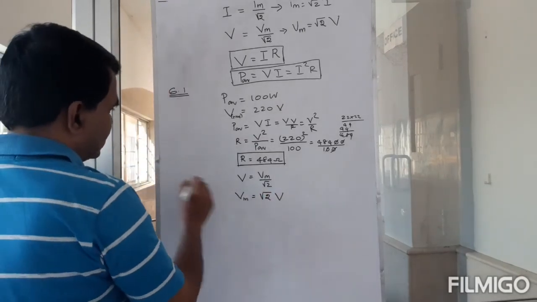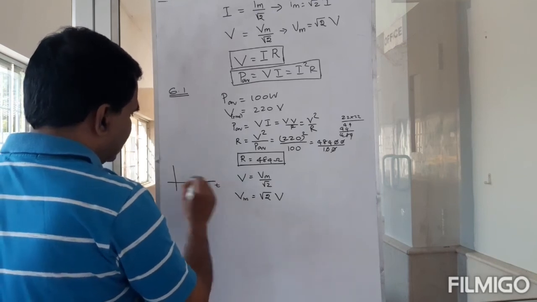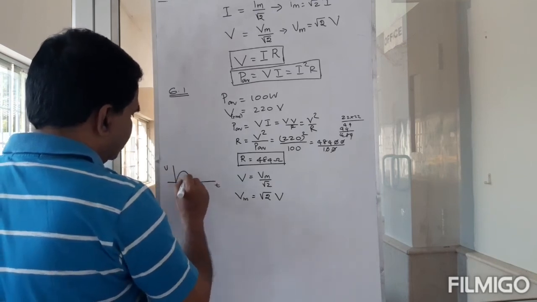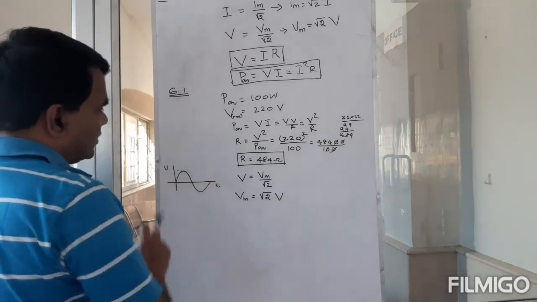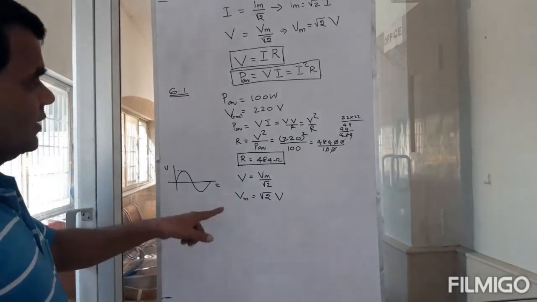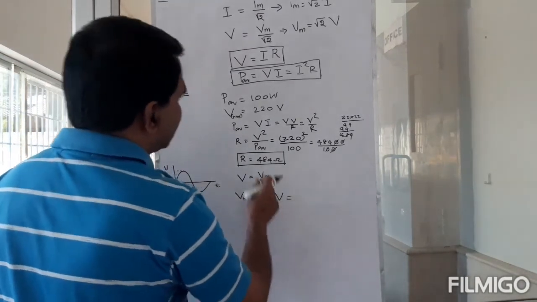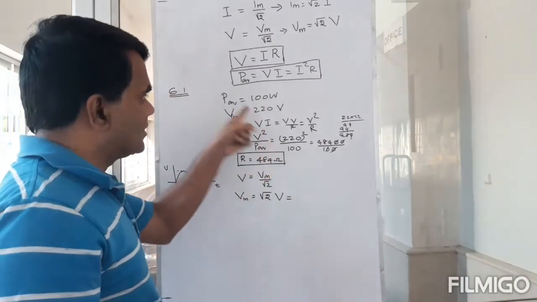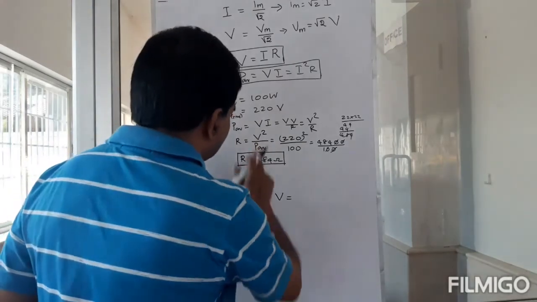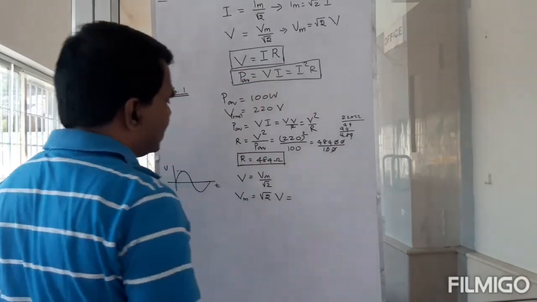So it's like this. They want you to find, in this graph of time versus V, this value. That is not 220. Okay, that is something else. That is root 2 into V. So what is V? V RMS value is given. The rating on your appliance is RMS value. So for voltage and current, not for power.